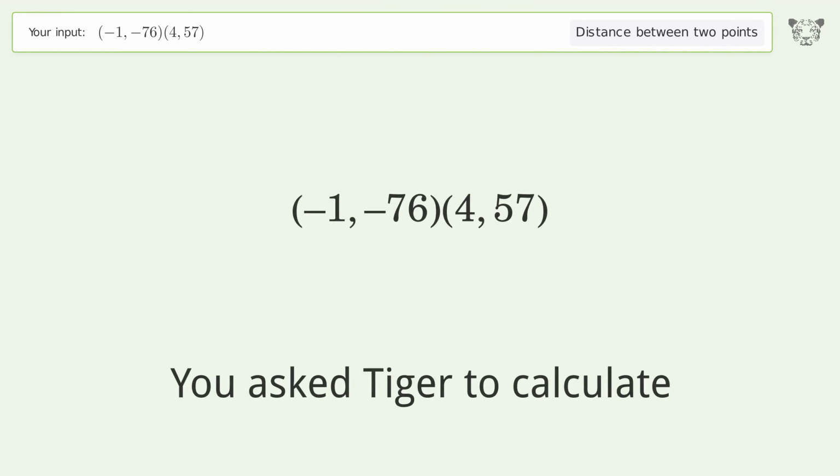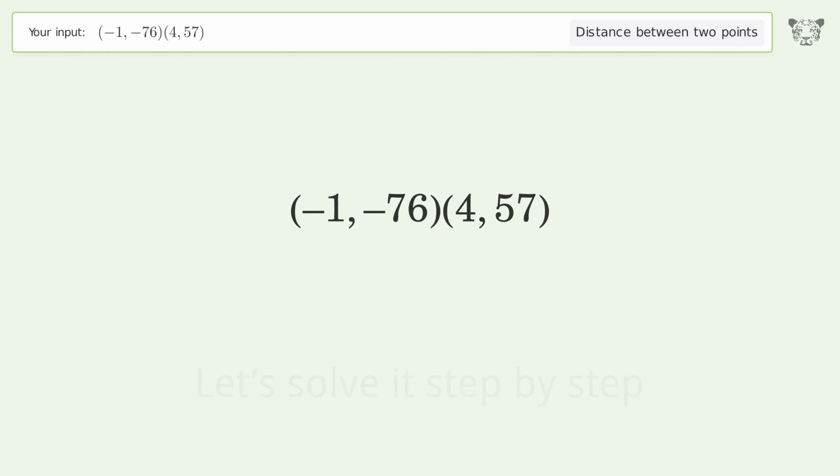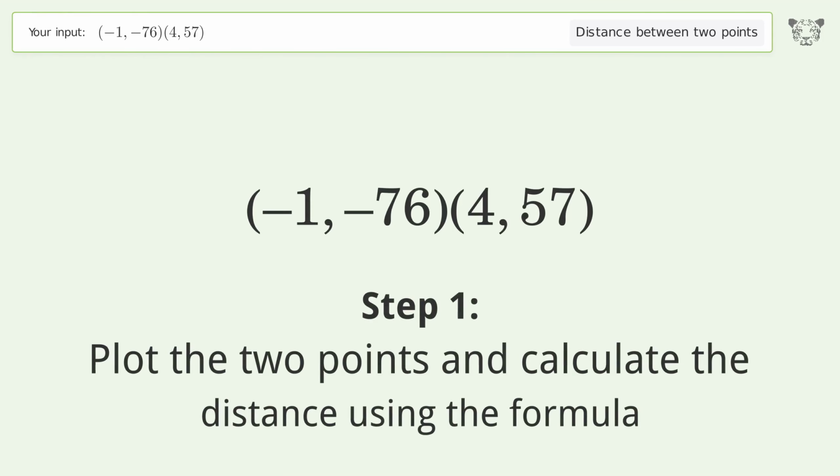You ask Tiger to calculate. This deals with the distance between 2 points. The distance between the 2 points is the square root of 17,714 or 133.094. Let's solve it step by step. Plot the 2 points and calculate the distance using the formula.